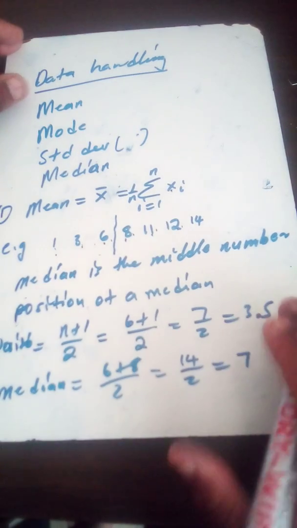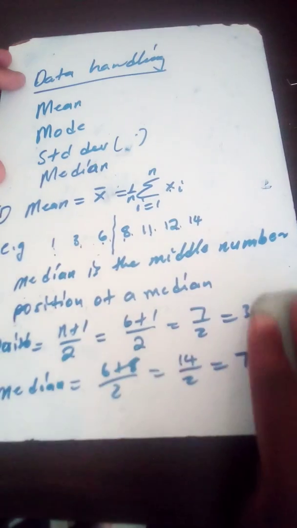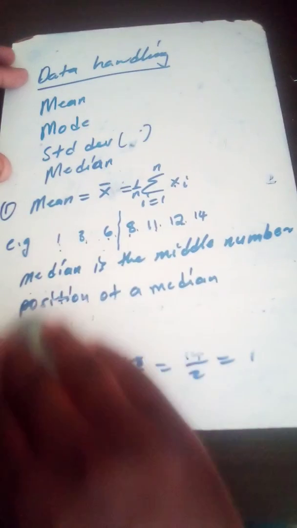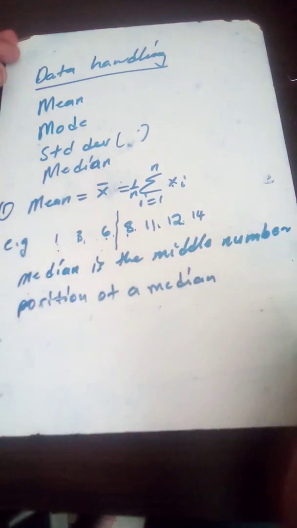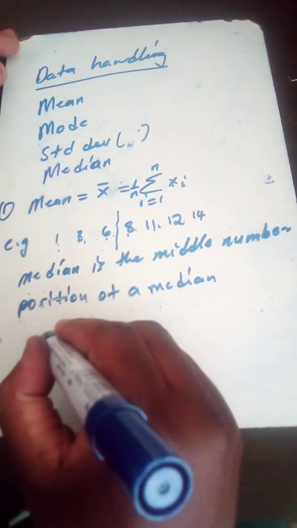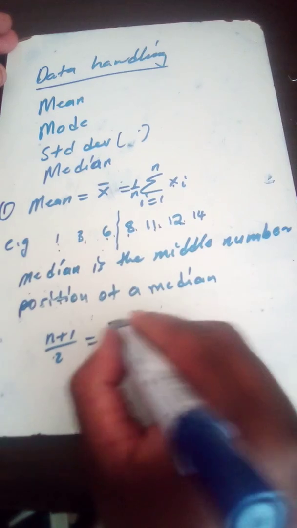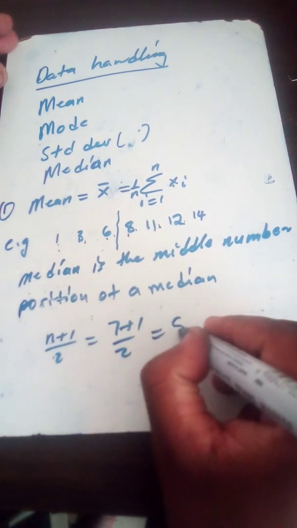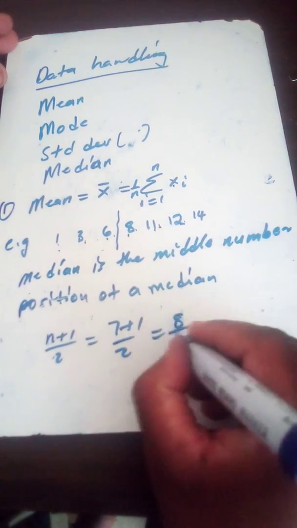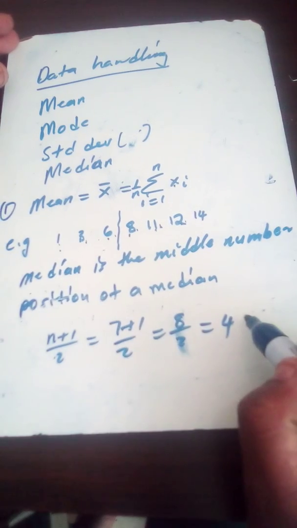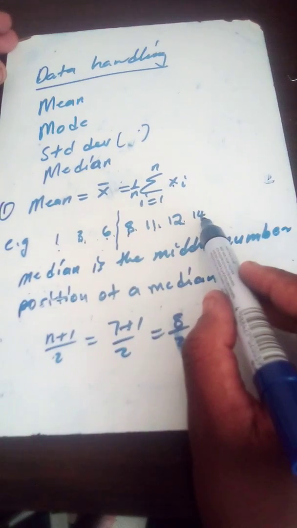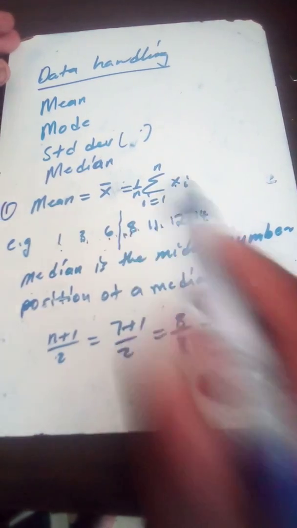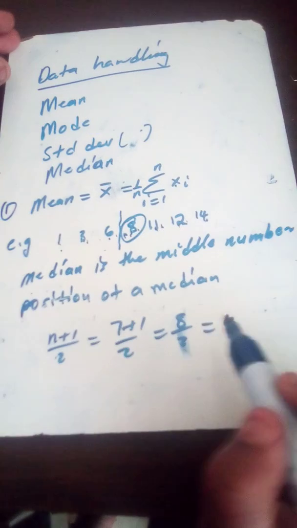Now let's say for example I add 14 to that data. If you check, we now have 1, 2, 3, 4, 5, 6, 7 numbers. To find the position of the median, it's n plus 1 over 2 again, which is 7 plus 1 over 2, which is 8 over 2, which is 4. When there is no decimal, you just count 1, 2, 3, 4, which means 8 is your median. Even when you start from this side, if you count 1, 2, 3, 4, you touch 8. So 8 is your median.